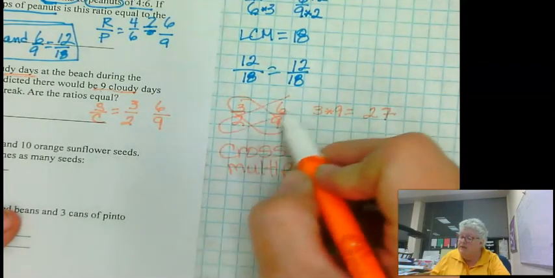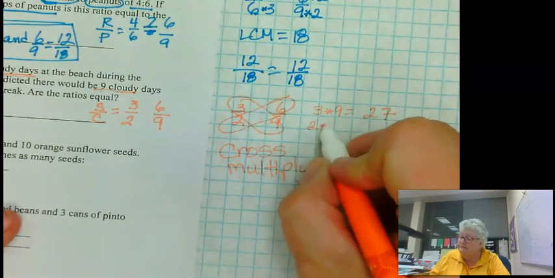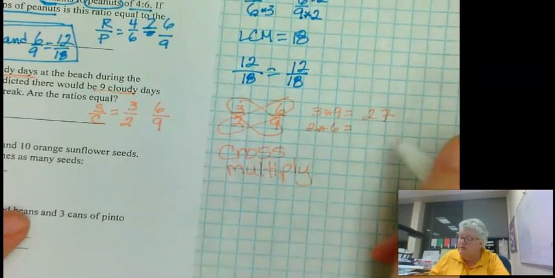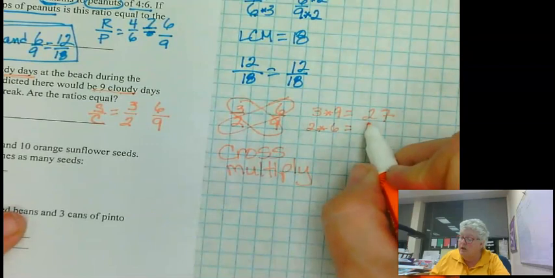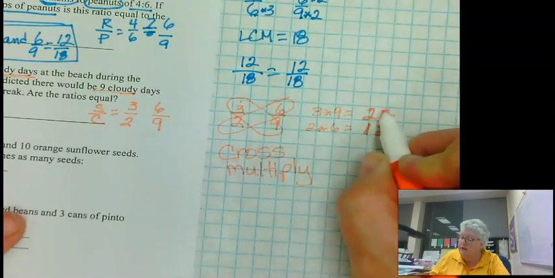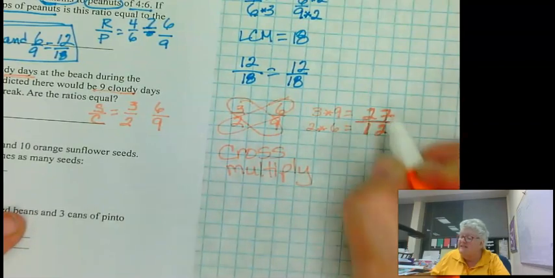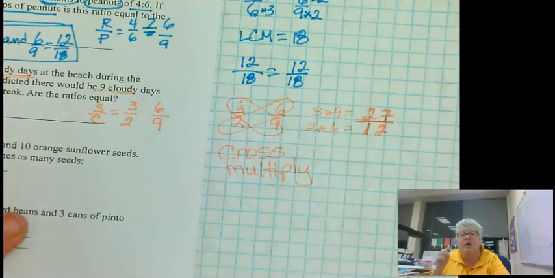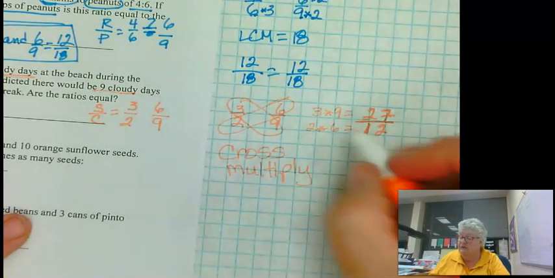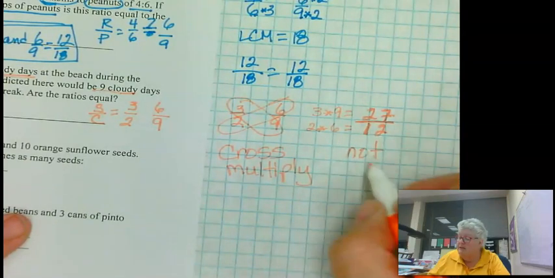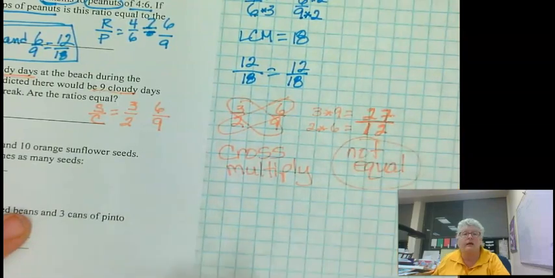So 3 times 9 equals 27. And then 2 times 6 equals 12. Okay? If we got the same answer for numerator and denominator, then they would be equivalent. These are not equivalent. Not equal. Okay?